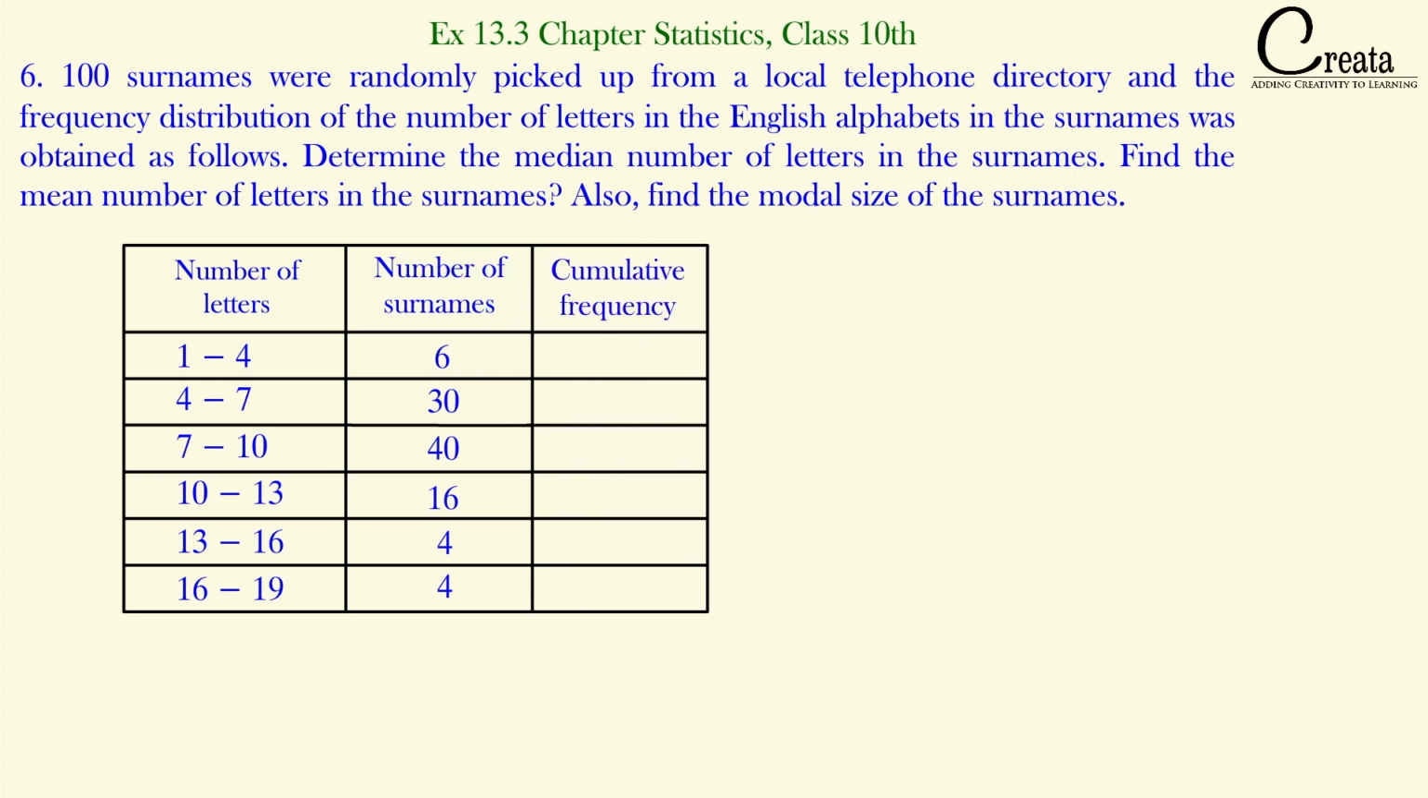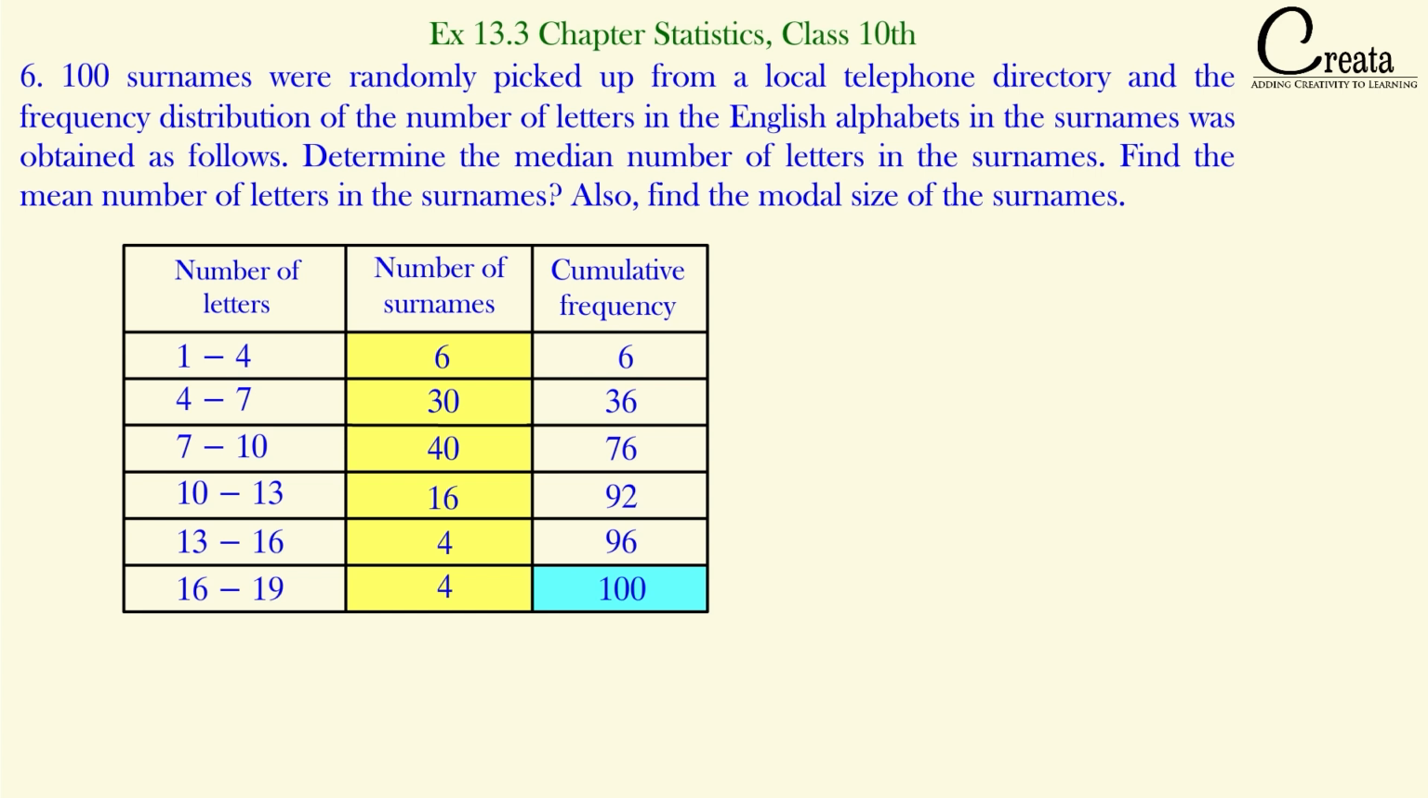We will add one more column of the cumulative frequency, in which we add the frequency up to that row. In the first row, our normal frequency 6 will come. In the second row, we add these two frequencies, 6 plus 30, which is 36. In the third row, we add all three frequencies, 36 plus 40, which is 76. Here it will be 76 plus 16, which is 92. Here 92 plus 4, which is 96. Further 96 plus 4 is 100. We got the last value of the cumulative frequency as 100, which is the addition of all these frequencies.